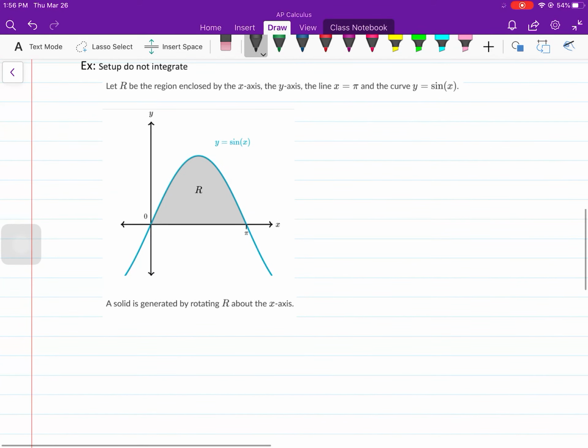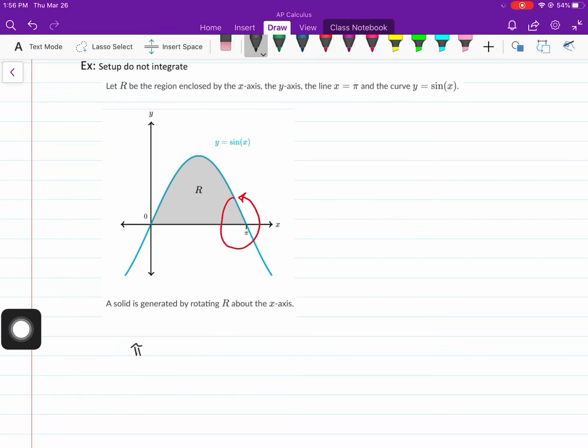So looking at this, we're going to set up but not integrate. Let R be the region enclosed by the x-axis, the y-axis, the line x equals pi, that just gives us our right bound, and the curve y equals sine of x. What's the solid generated by rotating this around? So we're going to take this function and rotate it around. It's really just going to be pi r squared.